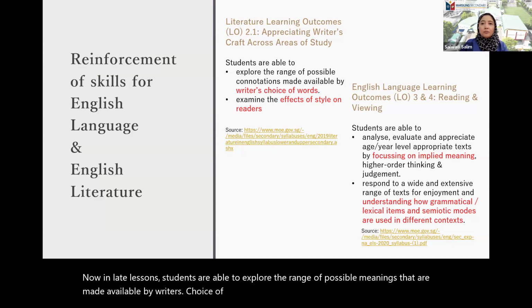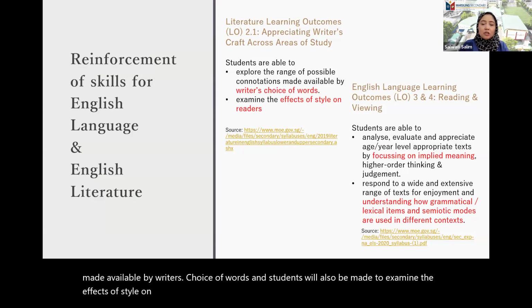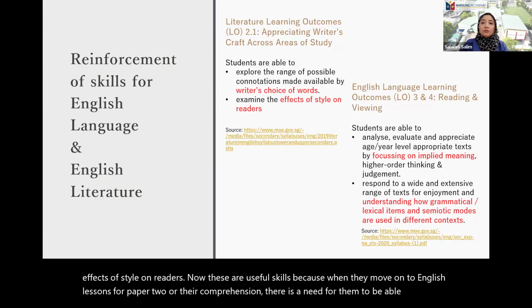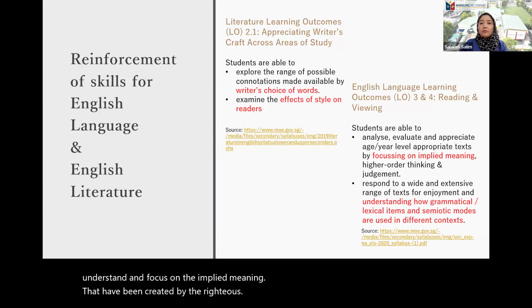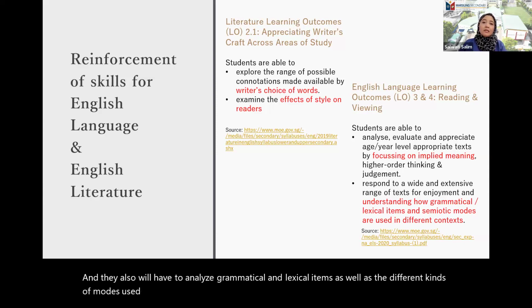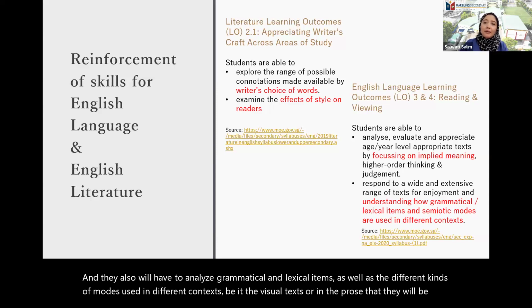And students will also be made to examine the effects of style on readers. Now, these are useful skills because when they move on to English lessons for paper 2 or their comprehension, there is a need for them to be able to understand and focus on the implied meaning that has been created by the writers. And they also will have to analyze grammatical and lexical items, as well as the different kinds of modes used in different contexts, be it the visual texts or in the prose that they will be reading in their paper 2.